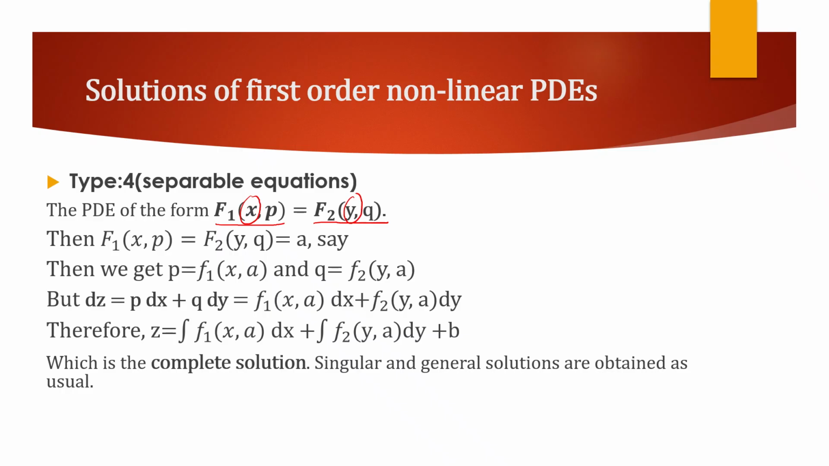So since the function of x and p is equal to function of y and q, we can take this is equal to some constant a. So from this, we can write p as function of x and a and q as function of y and a. Since dz is equal to p dx plus q dy, here we are replacing p as a function of x and q as a function of y. And then integrating this, we get our complete solution. And singular and general solutions are obtained as usual.